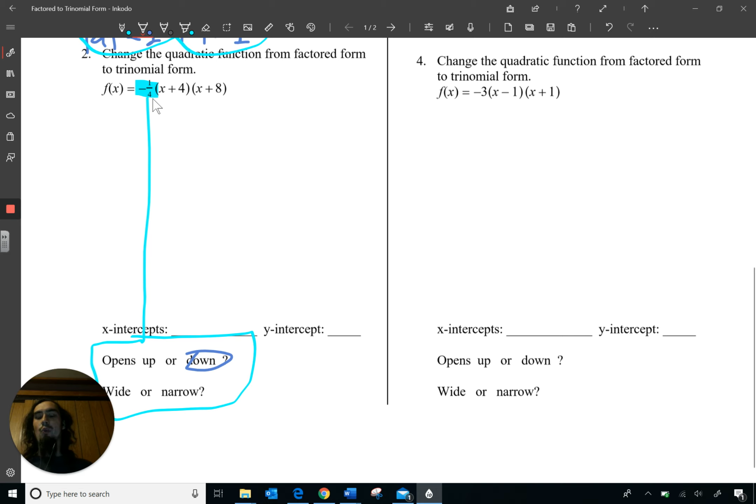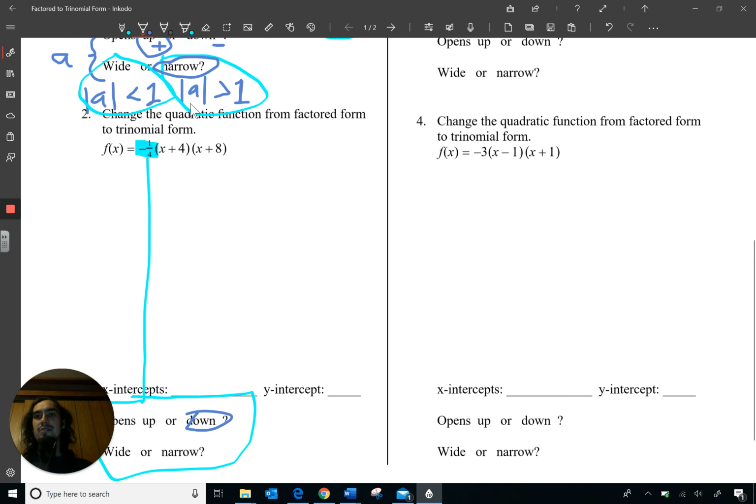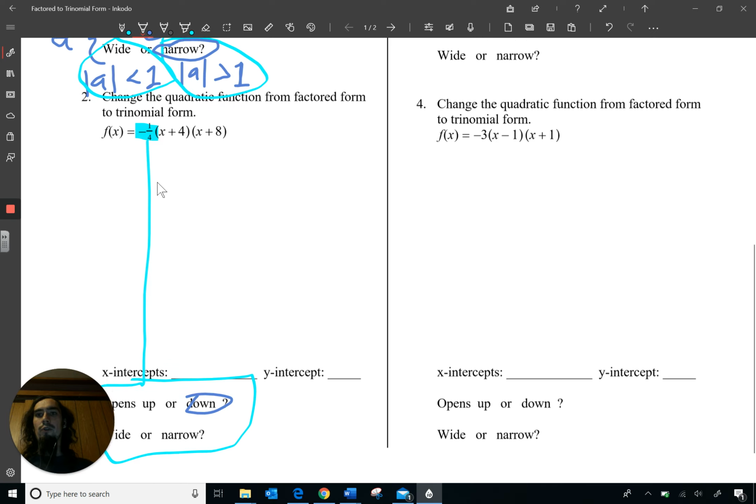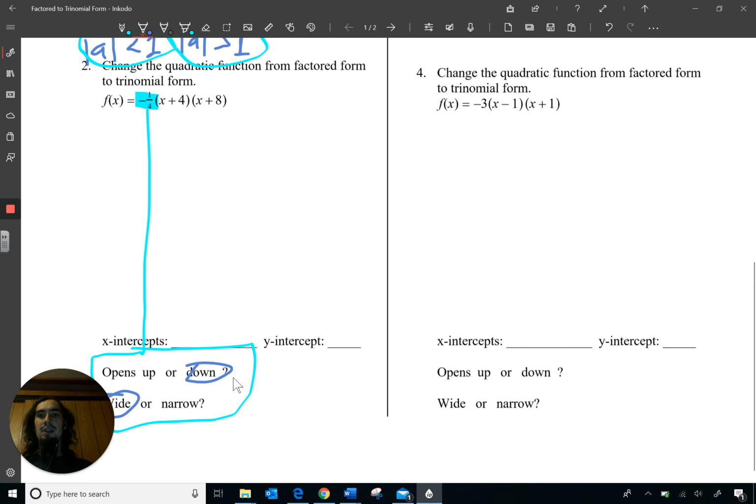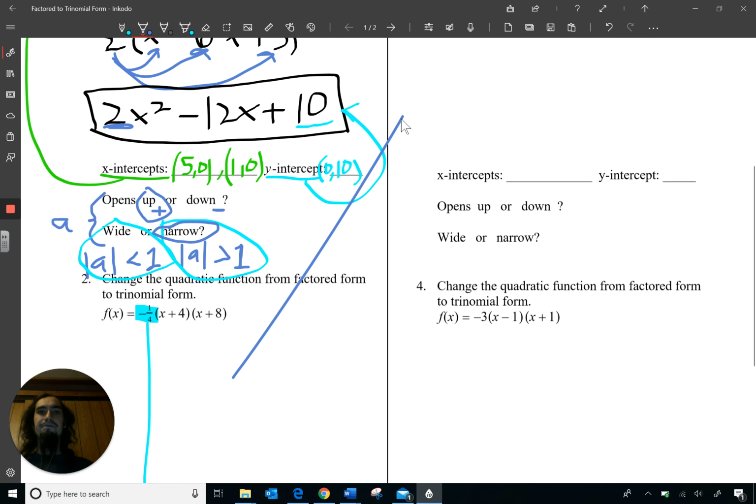And it's 1/4. So the absolute value here tells us we're not going to look at the negative. We're just going to look at the actual number, which is 1/4. Is 1/4 less than 1 or is it greater than 1? Well, 1/4 is less than 1. So we know that that's wide opening. And there you go, just like that.